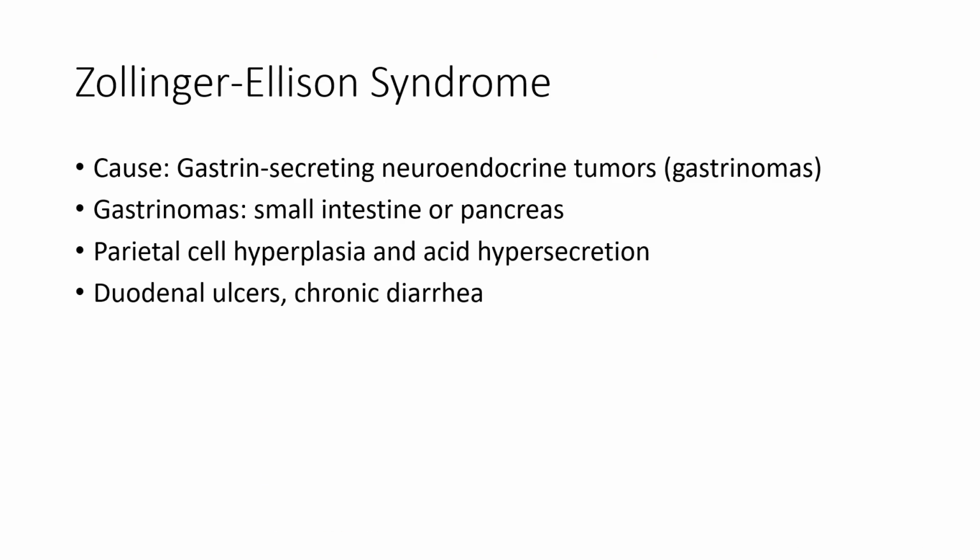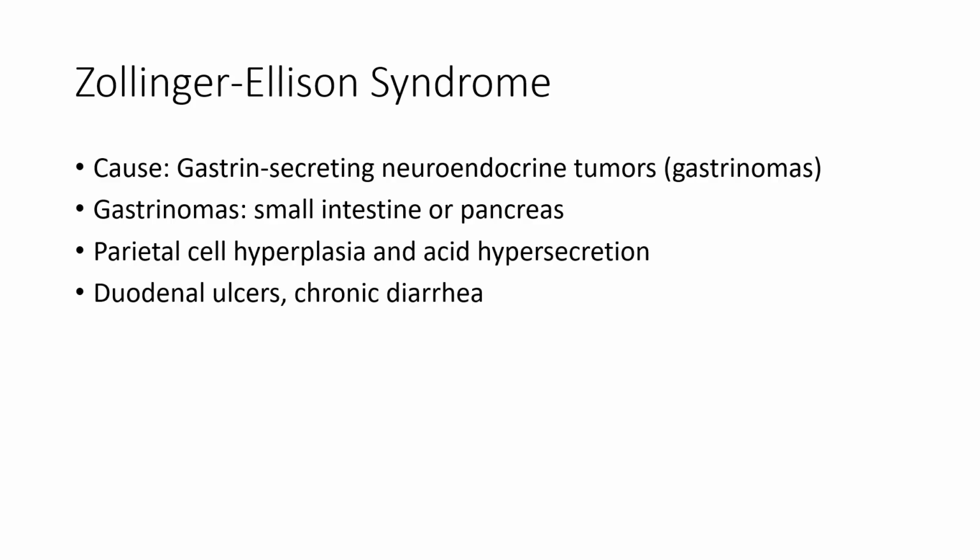Zollinger-Ellison syndrome is caused by a gastrinoma. A gastrinoma is a gastrin-secreting neuroendocrine tumor. So it's a neuroendocrine tumor that produces gastrin. So there will be very high levels of gastrin.